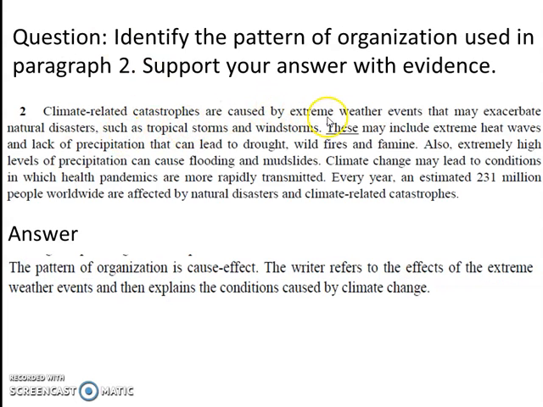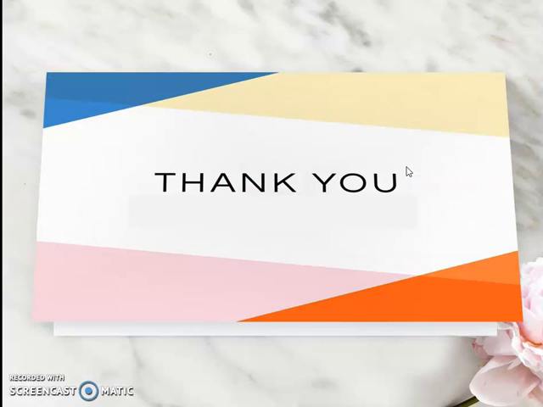Climate-related catastrophes are caused by extreme weather events that may exacerbate natural disasters such as tropical storms and windstorms. These may include, so here we mentioned the cause, and here we're talking about the effects. These may include extreme heat waves and lack of precipitations that can lead to drought, wildfire, and famine. So guys, here we have cause-effect pattern of organization because he mentioned the effects of the extreme weather events. And then he talked about the conditions caused by climate change. So it's so important to read the paragraph, try to identify clues to show you why you chose this pattern of organization and not another one.